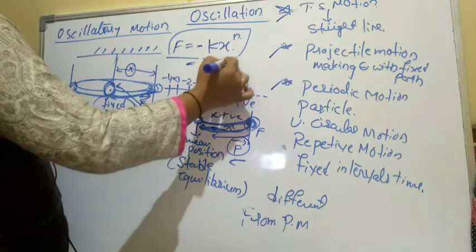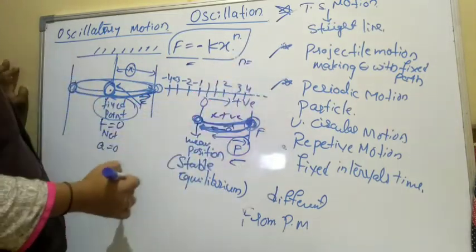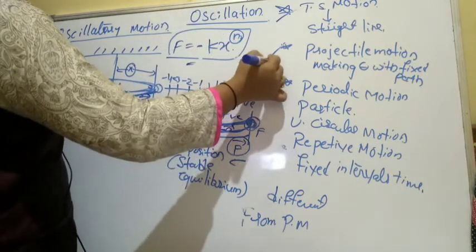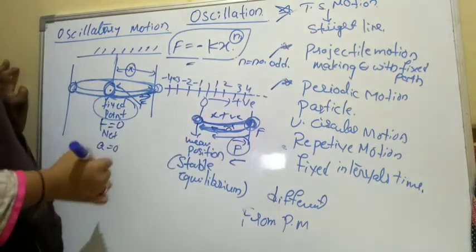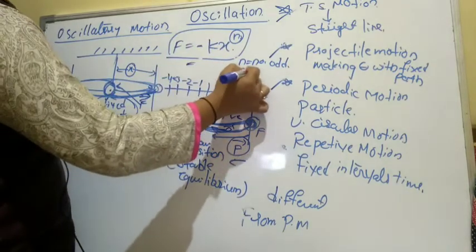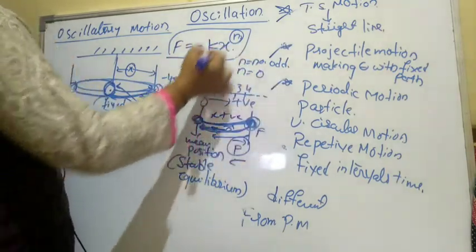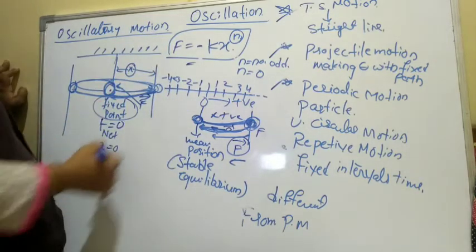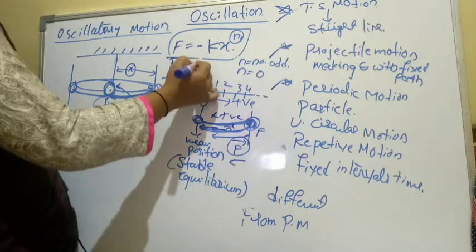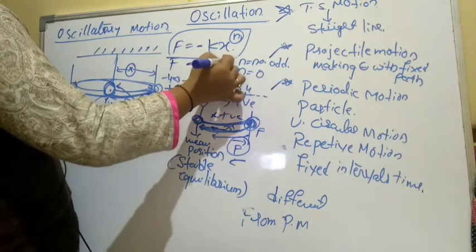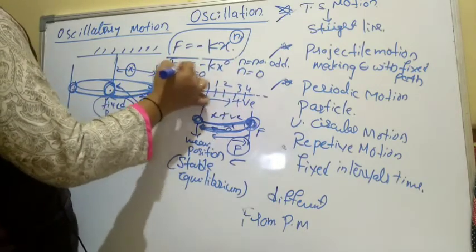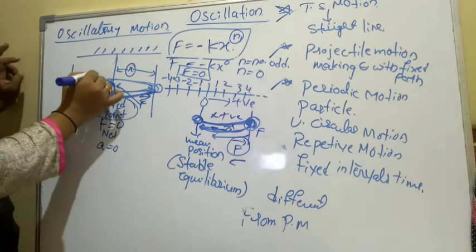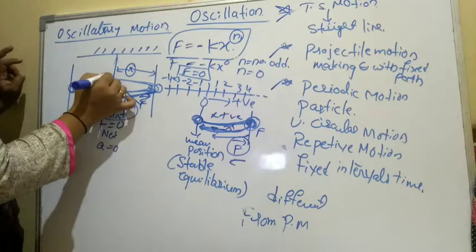Right? So x is positive here. Then if you go ahead with the n, what is this n power here? N is an odd number. I'll explain. If you put n equal to 0, what will be the force acting on the particle here? F is equal to minus k x raised to 0. That means F is equal to 0. Zero in the sense what? At the mean position, F is equal to 0 here.